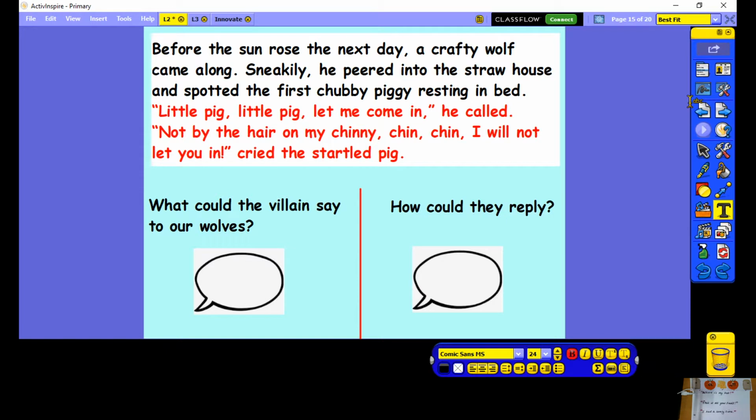So let's have a think now, pause the video. What could your villain say to your wolves, and how could they reply? So this is the fun bit. This is the phrase that your villain is going to repeat each time, so make it something that you really like. And again, how your wolves are going to reply is also going to be repeated. We're really going to keep up that repetition today. So have a think, press pause and press play when you are ready to write your ideas in your box up.